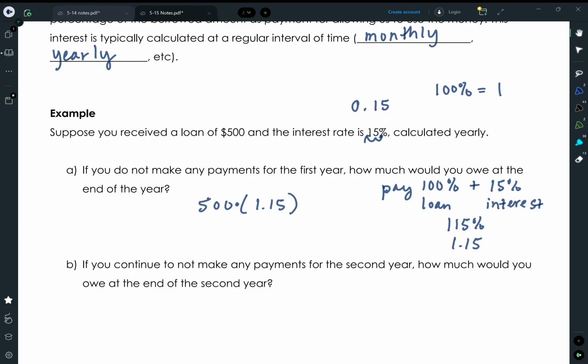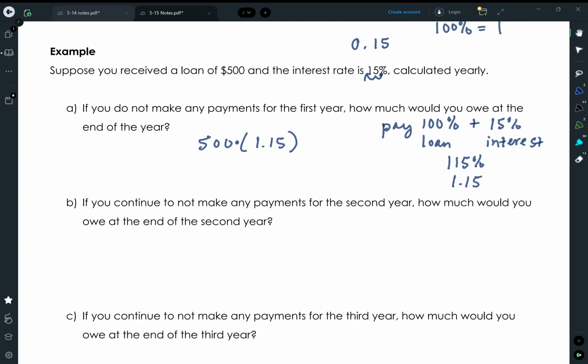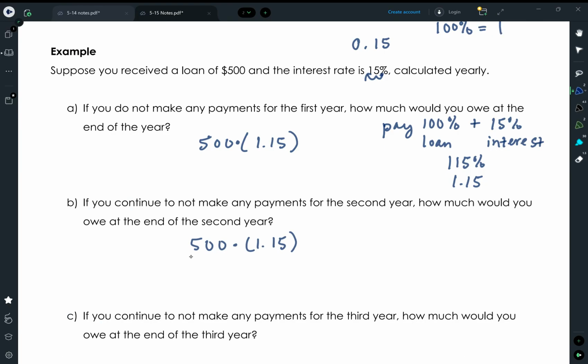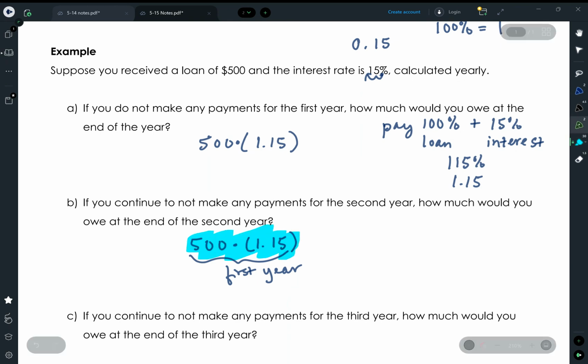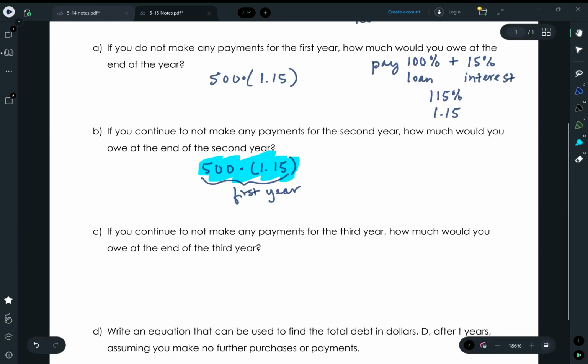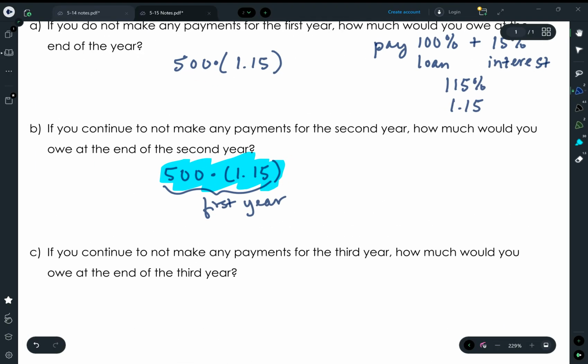So if you did continue to not make any payments for the second year, how much would you owe at the end of the second year? So the first year is the 500 times the 1.15. So this much is our first year. And then for the second year, we would have to take all of this and pay interest on that again. So I'd have to take this stuff here that I'm highlighting and pay 100% of that plus another 15% of that. That's going to mean that I'm going to have to multiply by another 1.15.